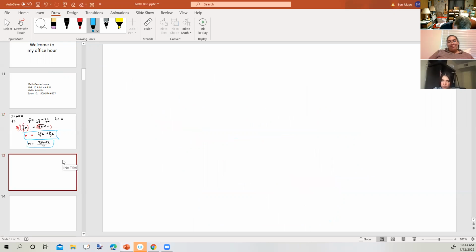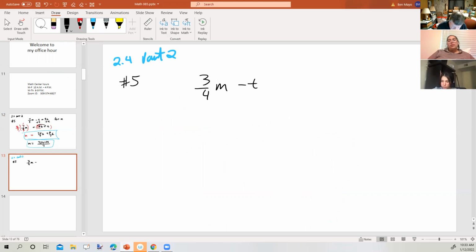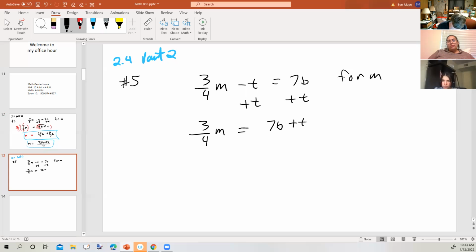This is also from 2.4, part 2, and again, number 5 with some slightly different numbers. 3/4 m minus t equals 7b. Solve this for m. So we'll add t to both sides of the equation. 3/4 m equals 7b plus t. We could do this in 2 steps instead of multiplying. Well, no, not going to do that. Going to do it all in one. So we're going to multiply by 4/3 on both sides.